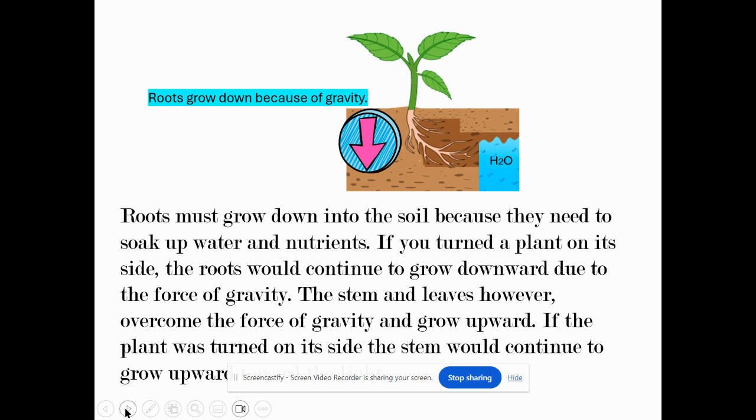If you turn a plant on its side, the roots would continue to grow downward due to the force of gravity. The stem and leaves, however, overcome the force of gravity and grow upward. If the plant was turned on its side, the stem would continue to grow upward toward the light.